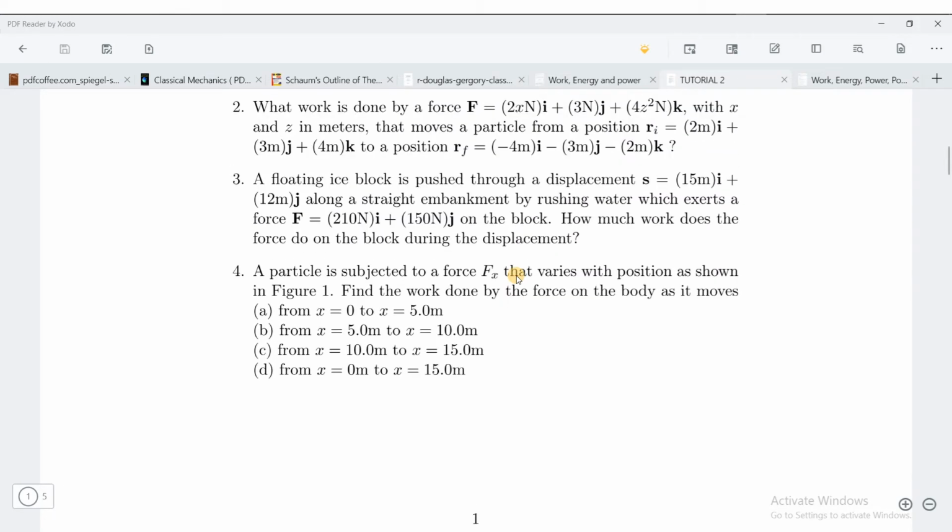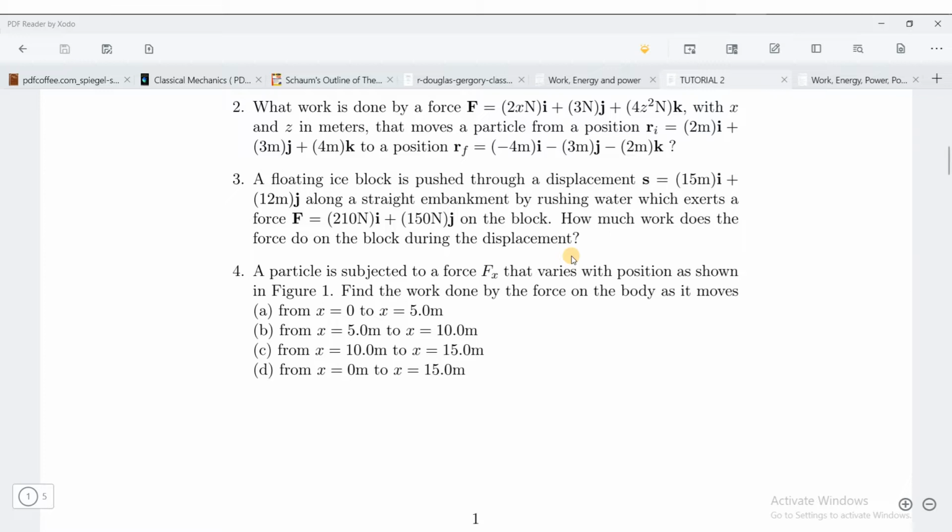Alright, so this example is, as you can see here, example 3, where we have a floating ice block which is pushed through a displacement S. This ice block has been pushed through a displacement S, 15 meters in the I direction plus 12 meters in the J direction, along a straight embankment by rushing water, which exerts a force F equals 20 newtons I plus 150 newtons J on the block. How much work does the force do on the block during the displacement? So that's our question.